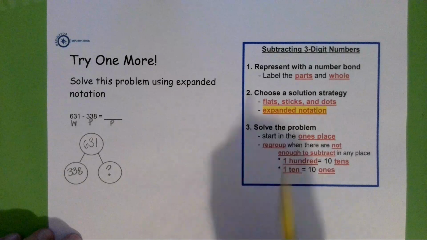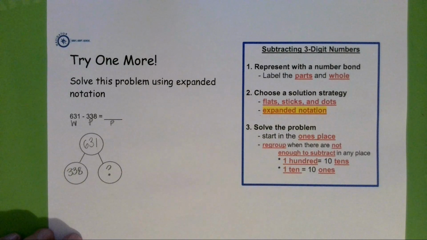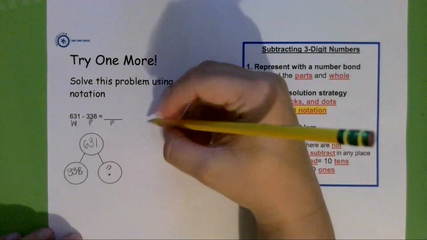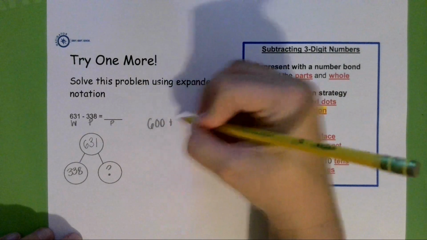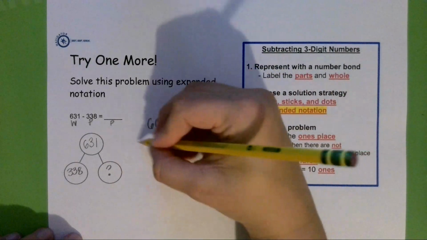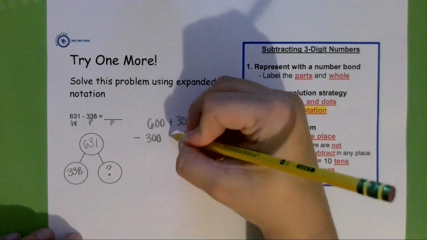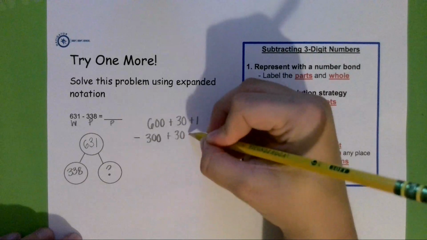Now let's solve using expanded notation. How can I do that? Say it out loud. I bet you said we should write 600 plus 30 plus 1 minus 300 plus 30 plus 8.